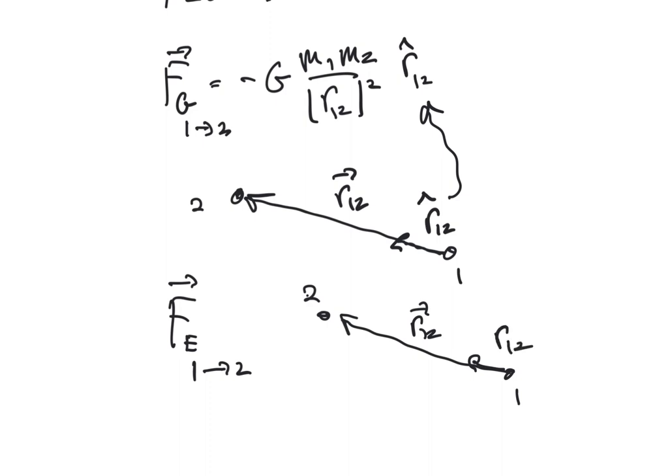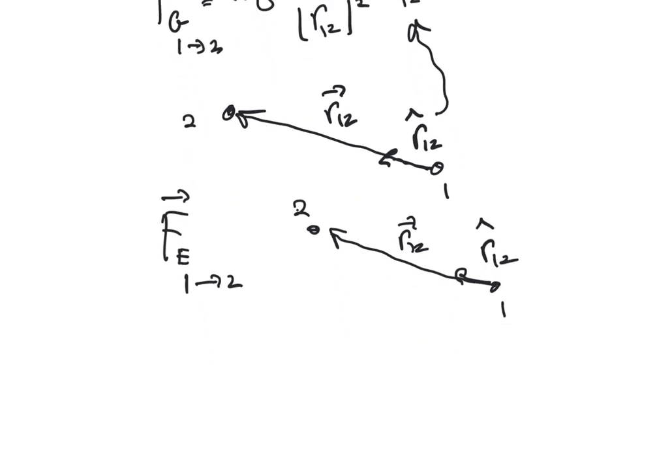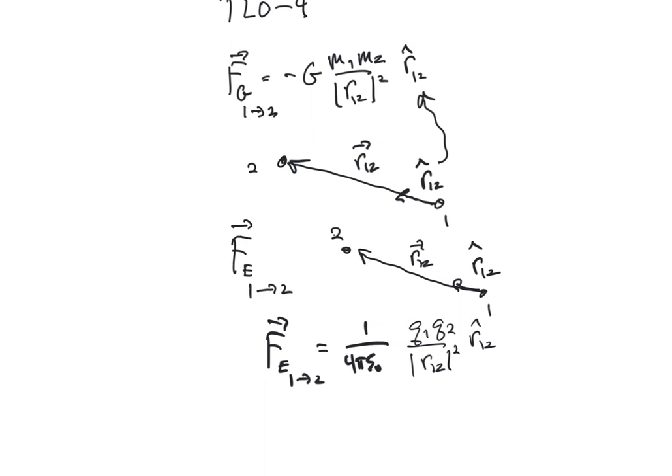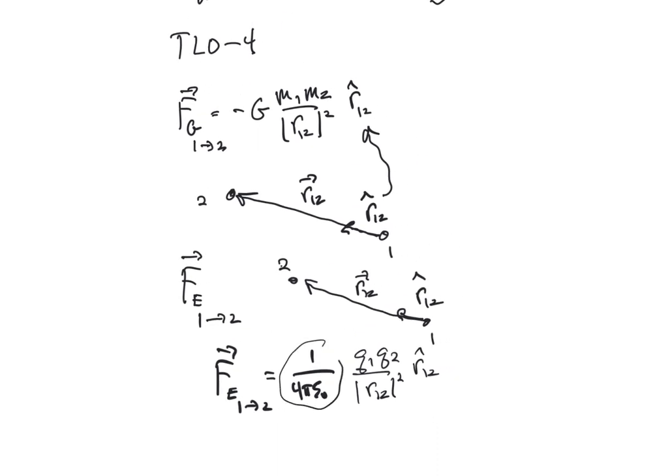I've got a vector R12 hat, okay? And the only difference is that the equation is slightly different. The electric force of 1 acting on 2 is going to be, in this case, plus 1 over 4 pi epsilon 0. Seem to have gotten my line a little bit fatter than I need it. And then it's going to be Q1, Q2 over magnitude R12 squared, R12 hat. So it's almost exactly the same formula, except what's changed, the constant out in front is different.